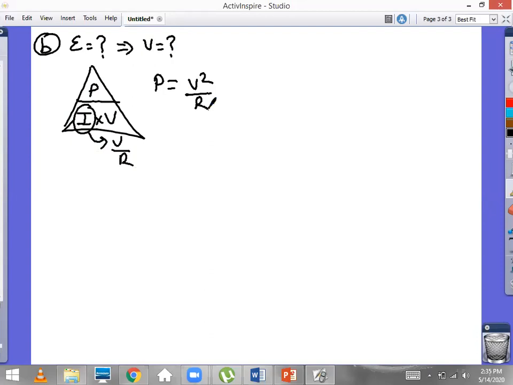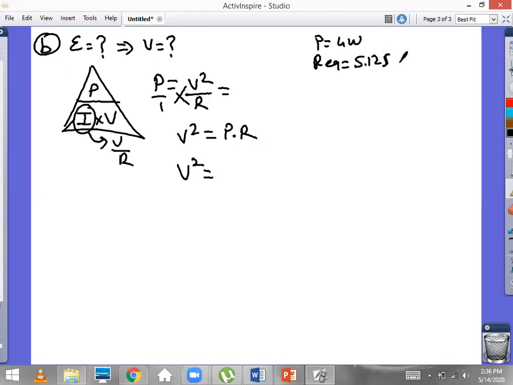Okay, this is going to be our formula, V square over R. We are looking for V square, so let's crisscross them. V square will be equal to P times R. Power times resistance will give us the potential difference or EMF. Then V square equals our power, given as 4 watt, times the equivalent resistance we found as 5.12 ohm.